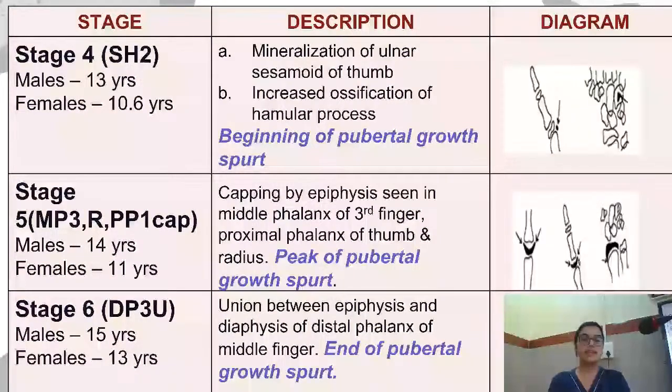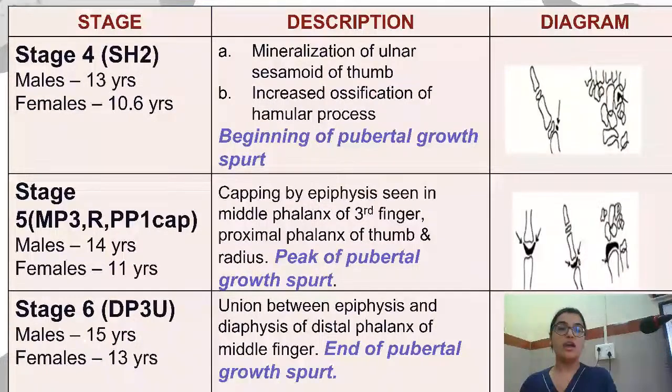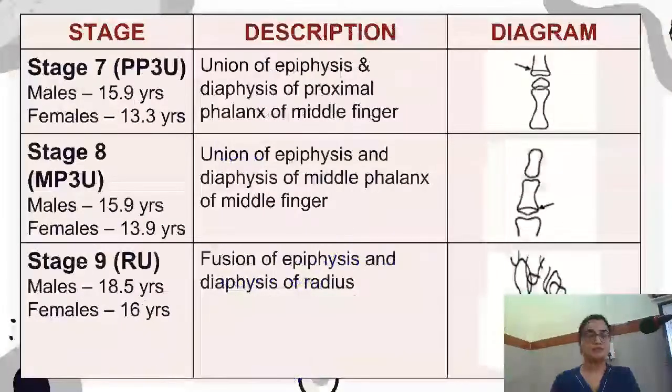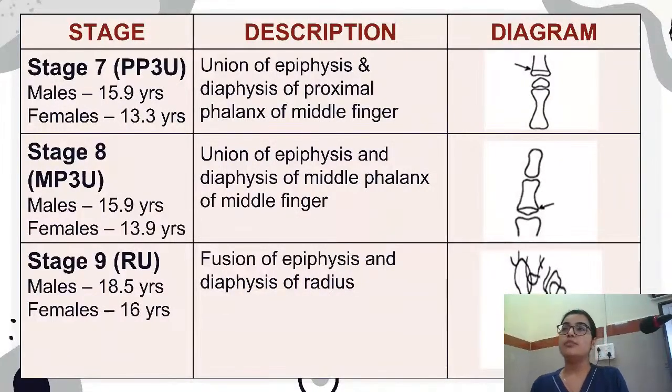Then in stage 6, there is union between the epiphysis and diaphysis of the distal phalanx of the middle finger. This stage marks the end of the pubertal growth spurt and occurs at the age of 15 years in males and 13 years in females. Then stage 7, there is union of the epiphysis and diaphysis of the proximal phalanx of the middle finger. Then stage 8, there is union of the epiphysis and diaphysis of the middle phalanx of the middle finger. And stage 9 includes fusion of the epiphysis and diaphysis of the radius.